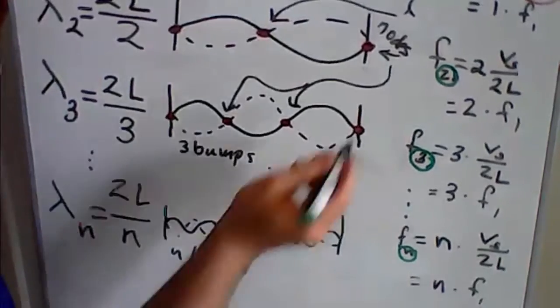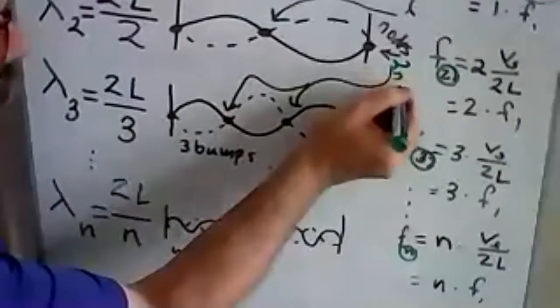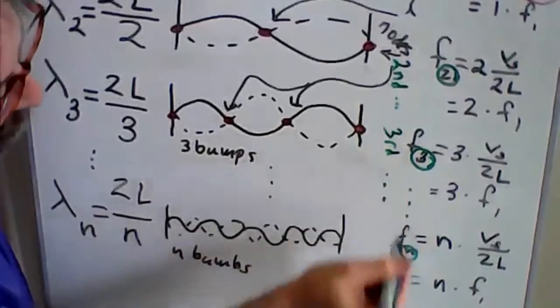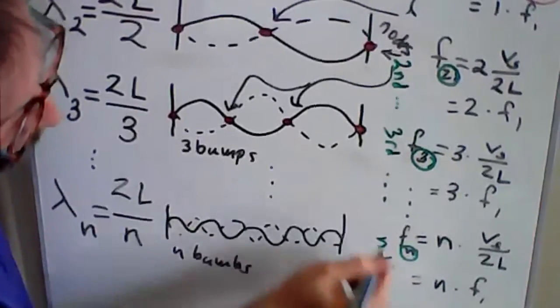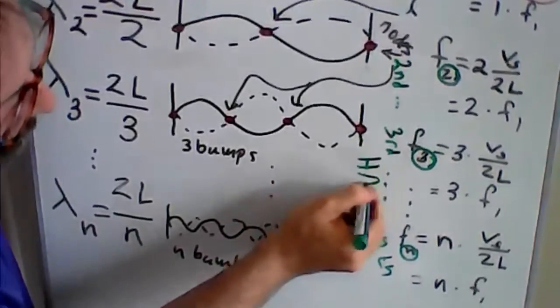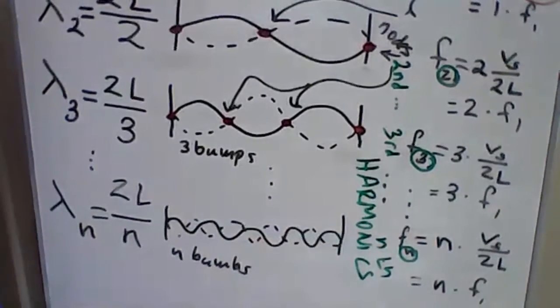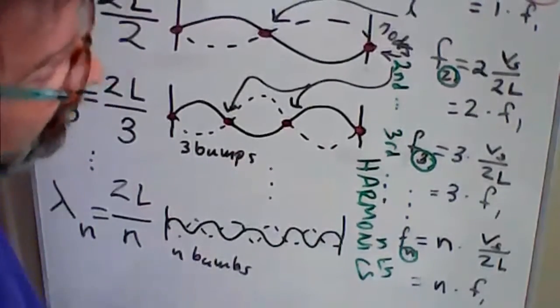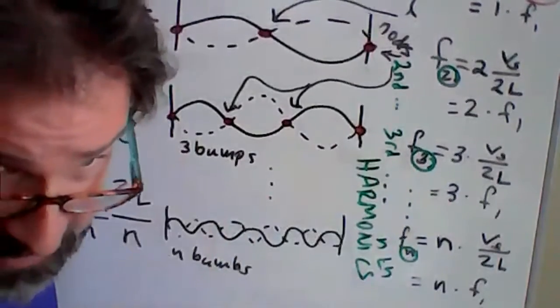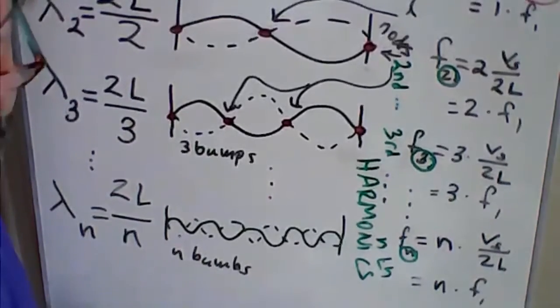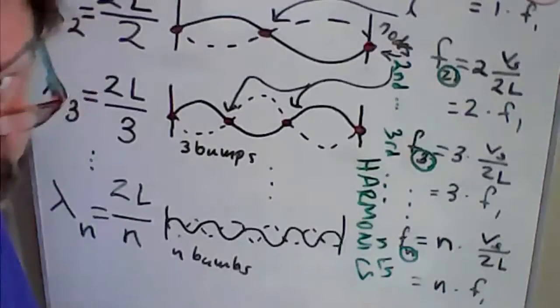And these are the second, third, and then this is the nth harmonics. So twice the fundamental frequency is called the second harmonic, and 3 times the fundamental frequency is called the third harmonic, and then of course n times the fundamental frequency is called the nth harmonic.